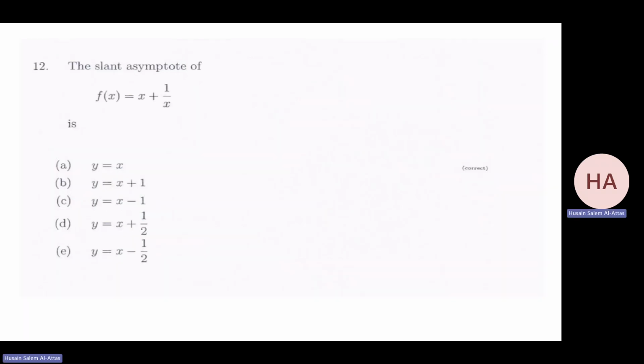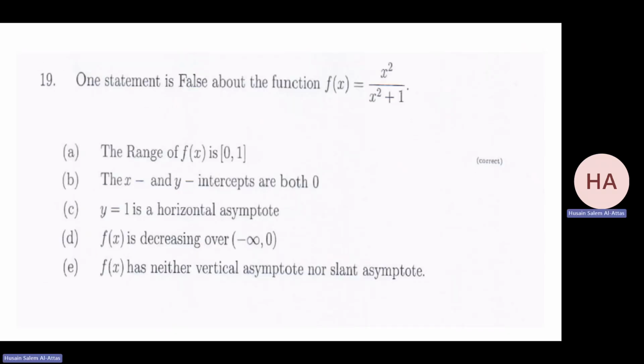Okay, the slant asymptote of this. Yeah, this is very easy. We know that as x goes to infinity, this goes to 0. So the slant asymptote right away will be y equals x as this goes to infinity. So I have y equals x. Very clear. One statement is false about this function.